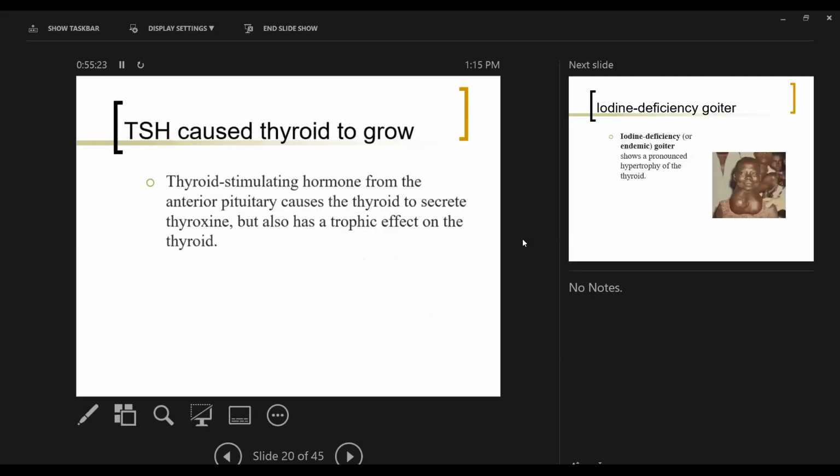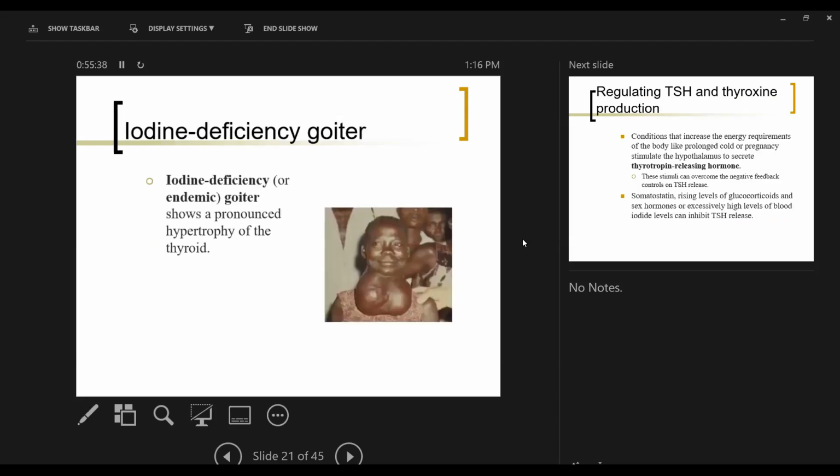If you don't get enough iodine in the diet, your body makes more and more TSH, but you don't make enough thyroxine, and that causes the thyroid to grow. That's what's called a goiter. An iodine deficiency goiter is common in places where people eat diets of polished rice or cassava or something like that. This is virtually unknown in developed countries because of iodized salt.